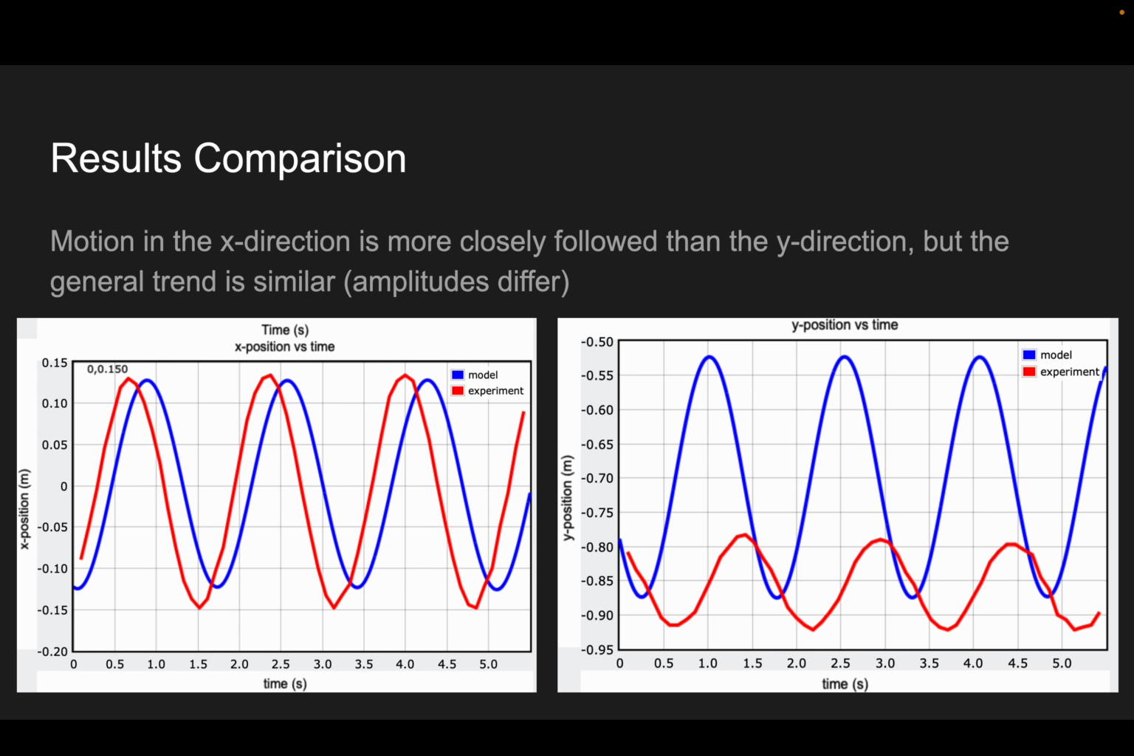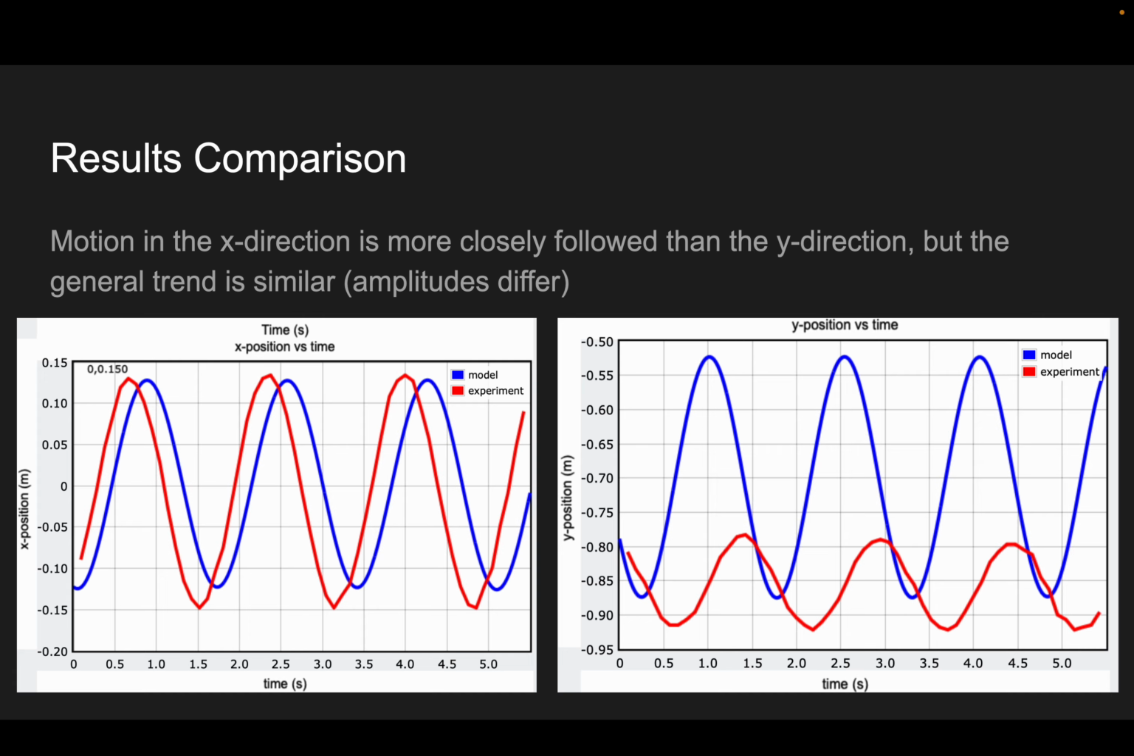So yeah, comparison. Overall, the general trend is there. There's a periodic motion, and that period looks very similar. There's a little bit of a shift because of how the observed data is presented in the code, how it's put in there. But other than that, the x is very similar. Even the amplitudes are similar.